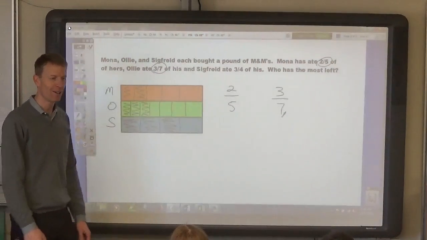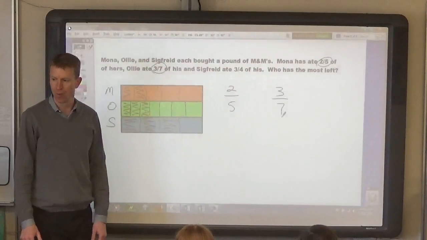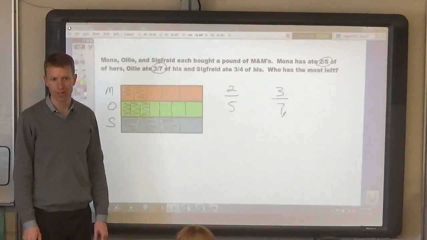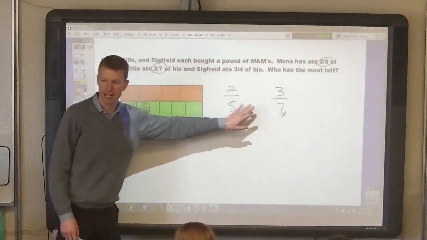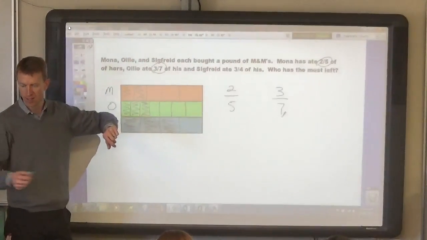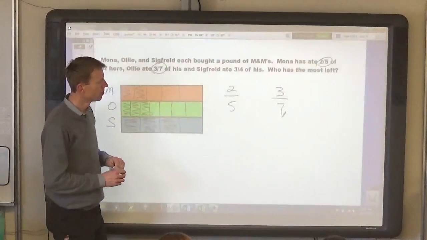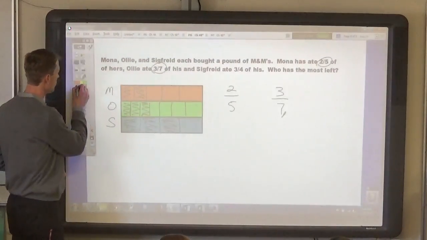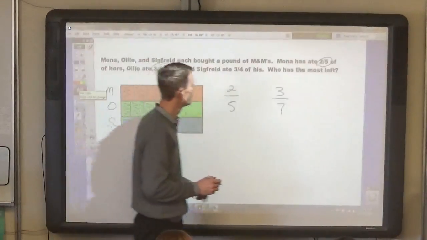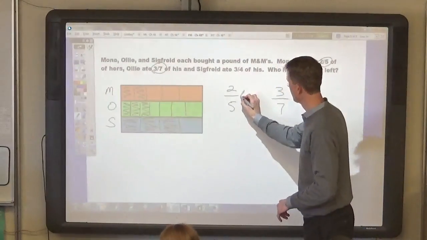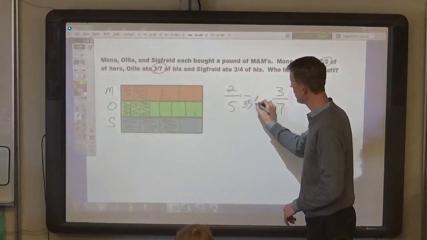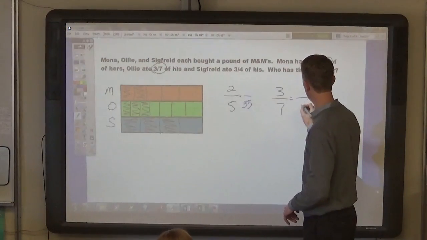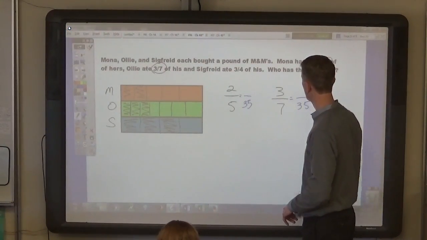Now, how can we compare these numbers? Remember, they have to be in the same form. So we have to have the same size pieces. Let's convert them both to 35ths. That's a common multiple of both, isn't it?